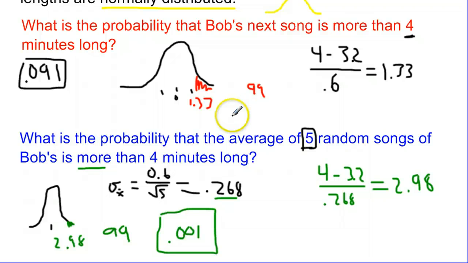It seems unlikely that you're going to get 5 of them that are all in this top part of the curve. And in fact, it's so unlikely to happen that that's why our probability here is 0.001. It could absolutely happen that you'd get an average that high, but it's just very unlikely.